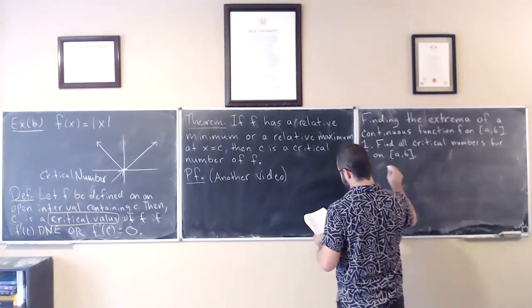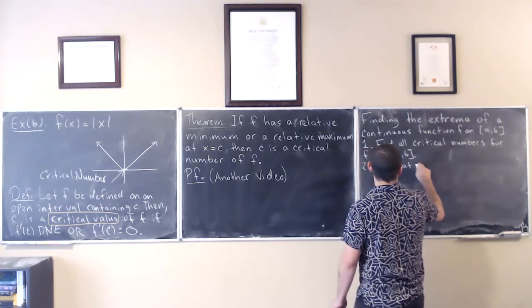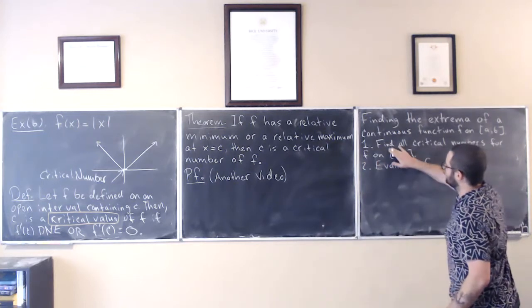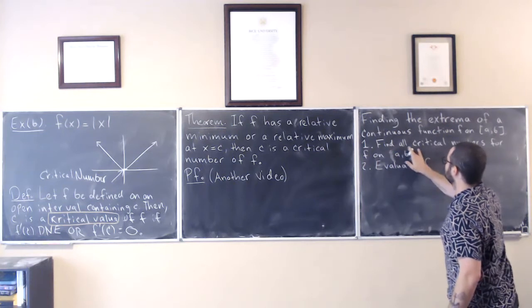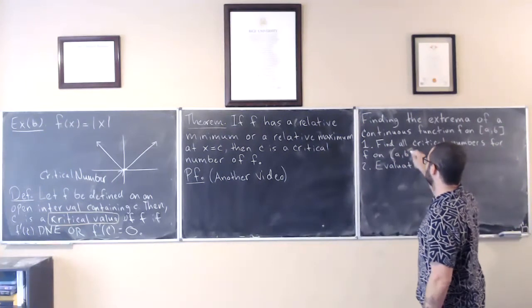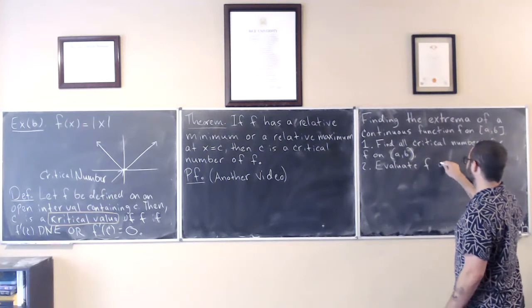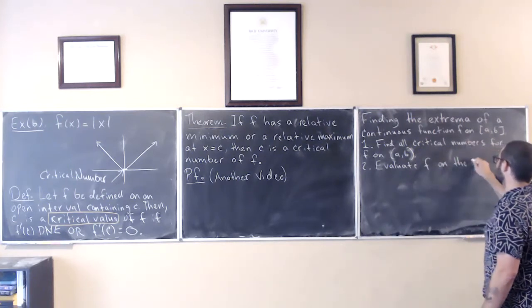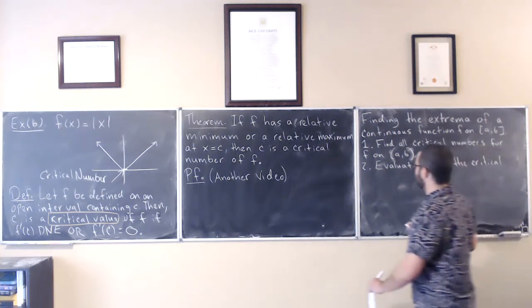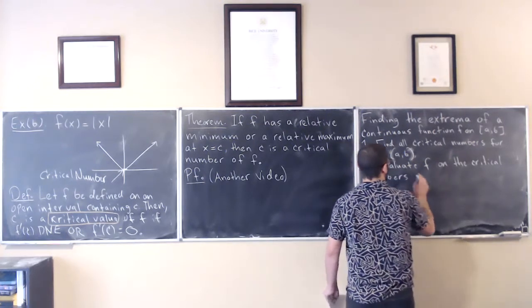So part two, evaluate f. Oh, not closed interval, by the way. This is a closed interval, but you want to find the critical numbers on the open interval (a, b), and then evaluate f on the critical numbers in that closed interval.